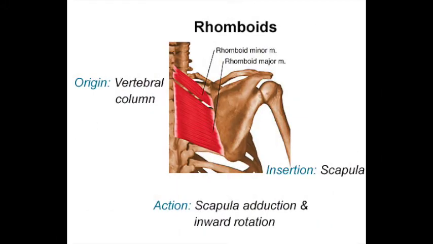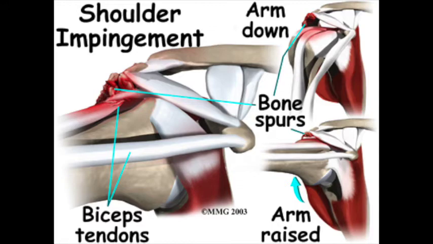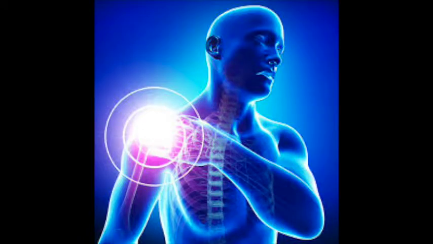For example, as rhomboids are usually weaker than other muscles within the shoulder girdle, they can struggle to pull the muscles back to an adducted position. Furthermore, the overuse of the rotator cuff muscles can lead to tendinitis, ruptures, and even chronic joint pain.